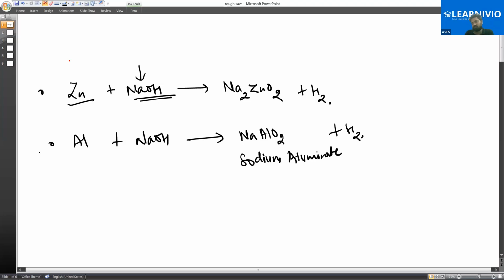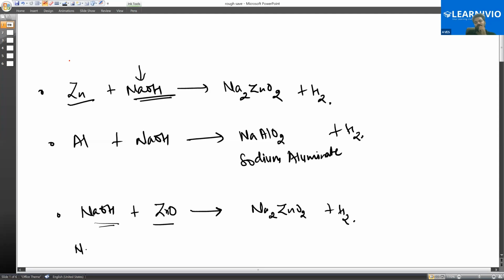Next, base plus metal oxide gives salt and water. That example is sodium hydroxide plus zinc oxide gives you sodium zincate plus water. Sodium hydroxide will react with a metal oxide, tell me what will be formed. Take the oxide, so it gives zincate plus water. Sodium zincate plus water.